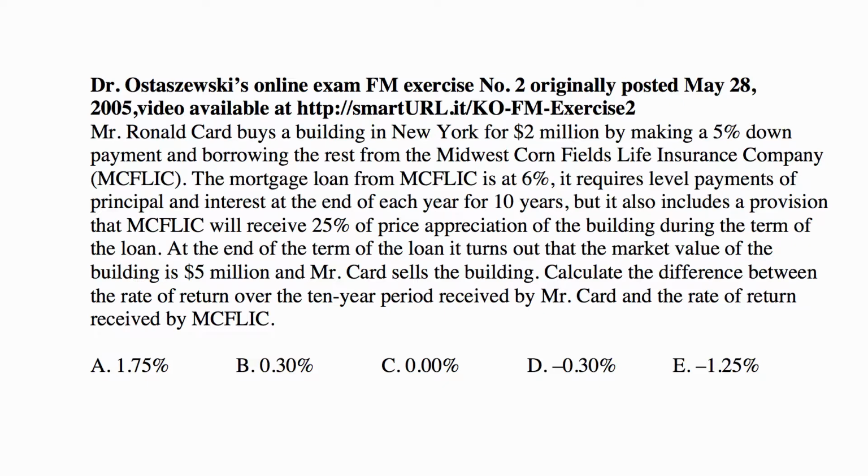At the end of the term of the loan, it turns out that the market value of the building is $5 million, and Mr. Card sells the building. Calculate the difference between the rate of return over the 10-year period received by Mr. Card and the rate of return received by the insurance company that gave him a loan.